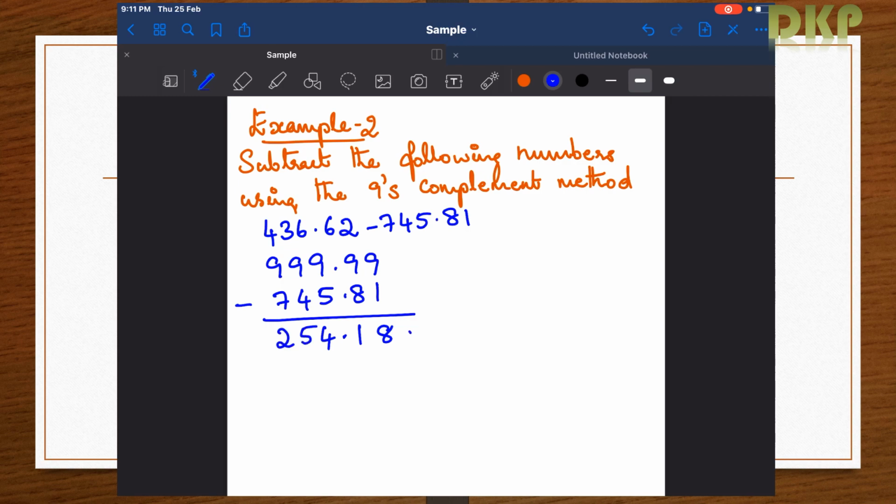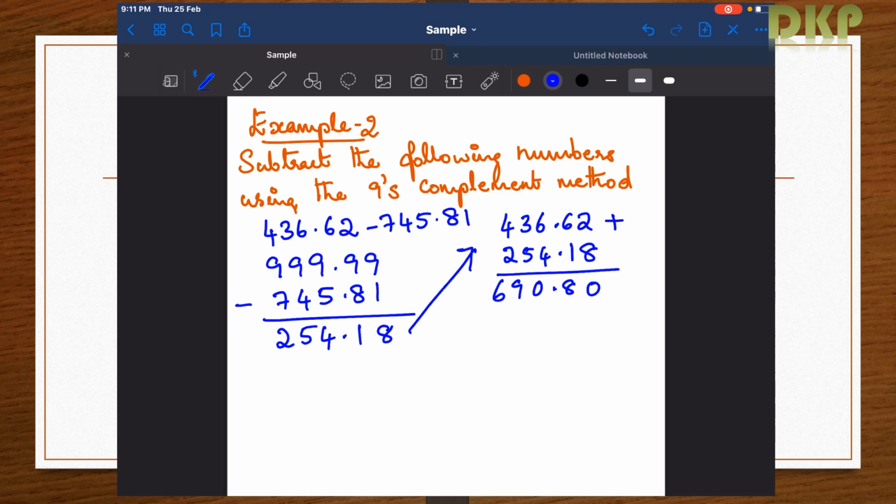You have to add this with the minuend. Minuend is 436.62 plus 254.18. 8 plus 2, 10. 6 plus 1, 7 plus 1, 8. The result is 690.80. Here there is no carry.